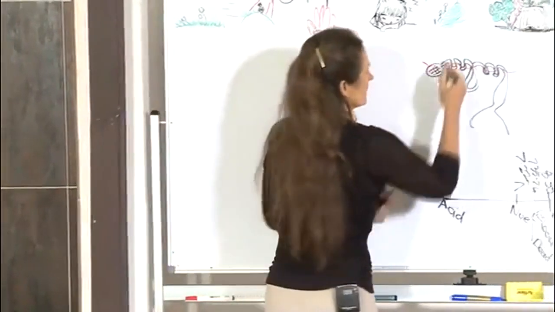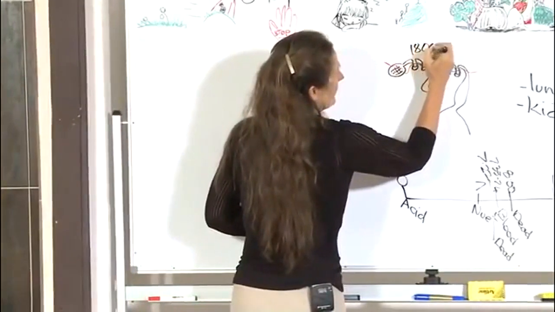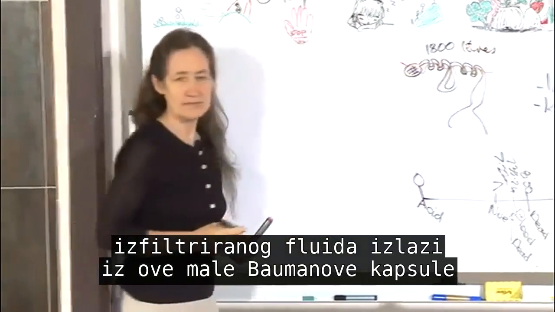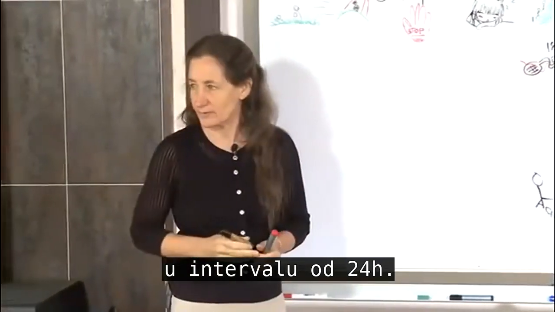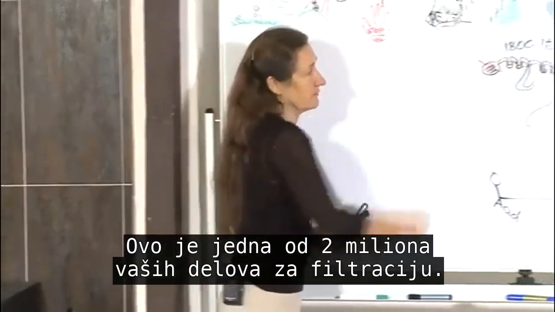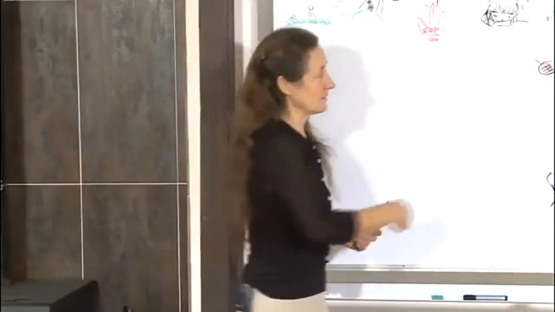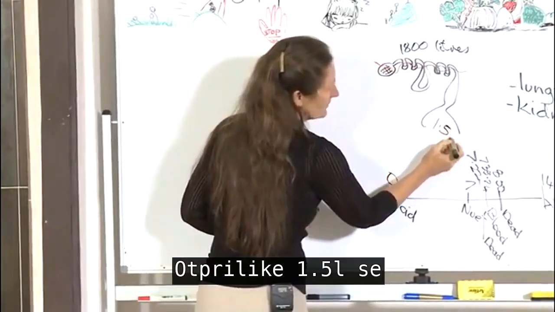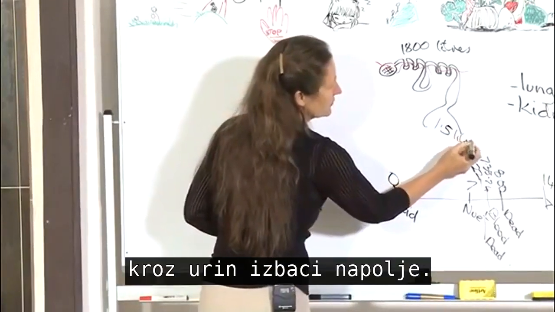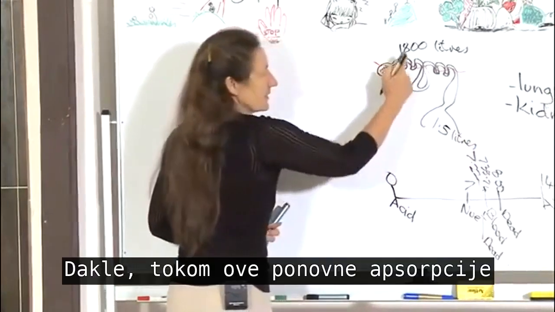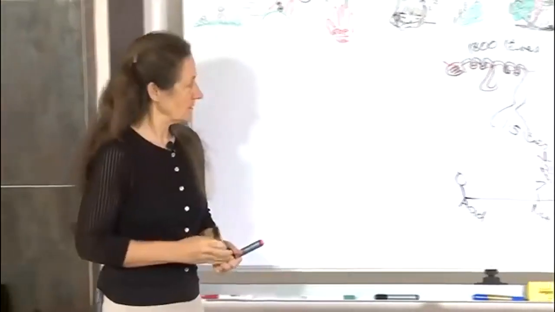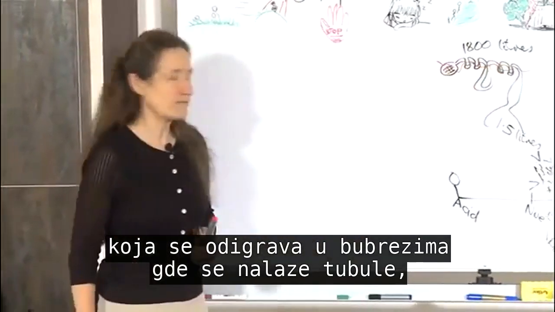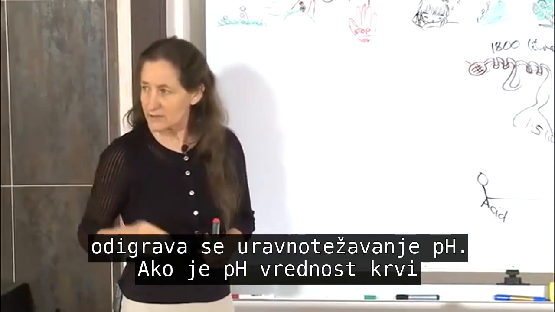1,800 litres of filtrate is filtered out of that little Bowman's capsule in a 24-hour period. That's out of your 2 million little filtering units. 1,600 is reabsorbed approximately, because approximately 1.5 litres is urinated out. So it's in this reabsorption section of the kidney where the tubules weave around is where the pH is balanced.